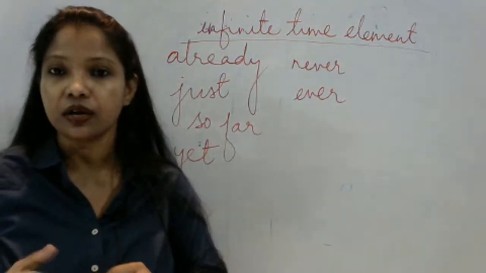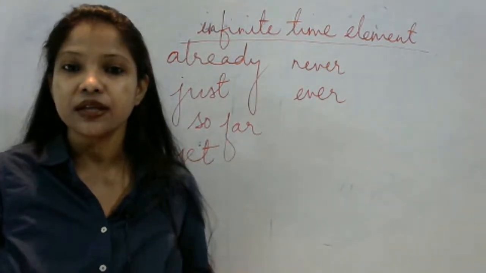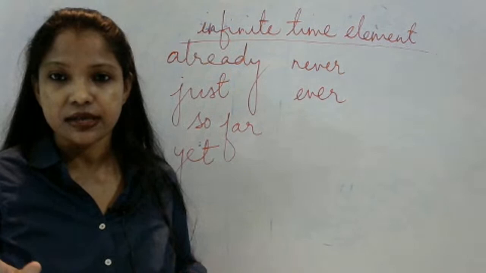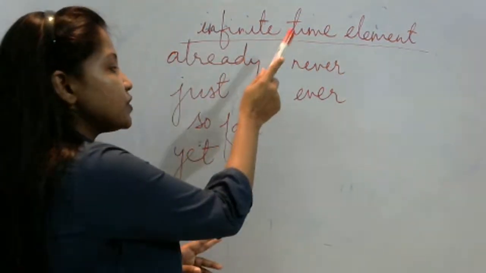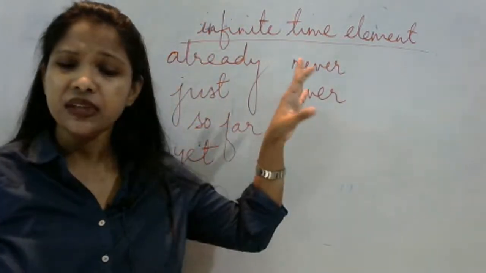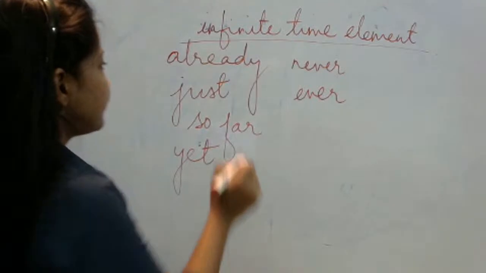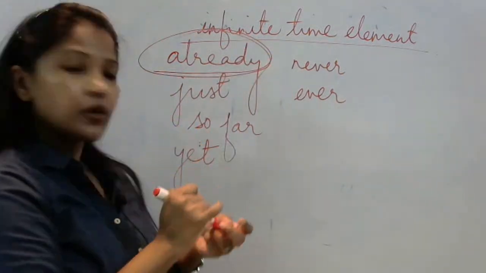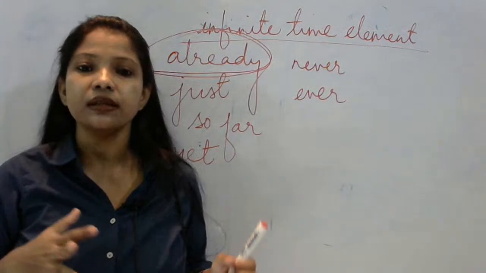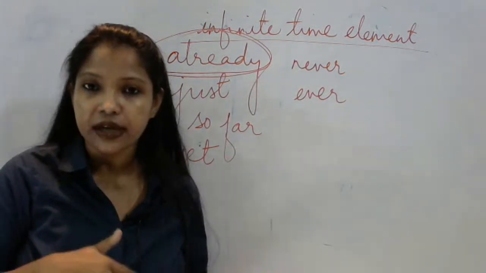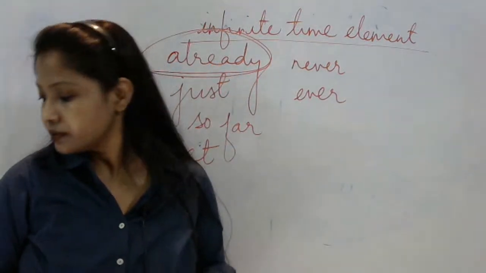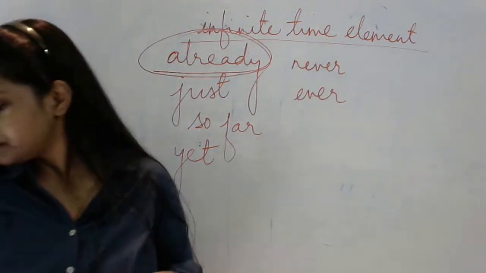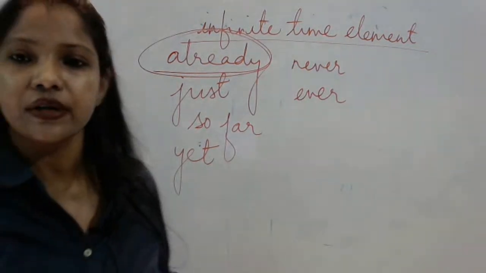Kindly pay attention. I can see a lot of you are texting the wrong answer. So please pay attention. In case you do not follow it in one session, I would suggest you to go through the session once again whenever you get time. Now, these are the time elements which are used with present perfect tense. For example, you frame a sentence and tell me. Frame a sentence using already. You all know the meaning of already. So frame a sentence using the infinite time element already.